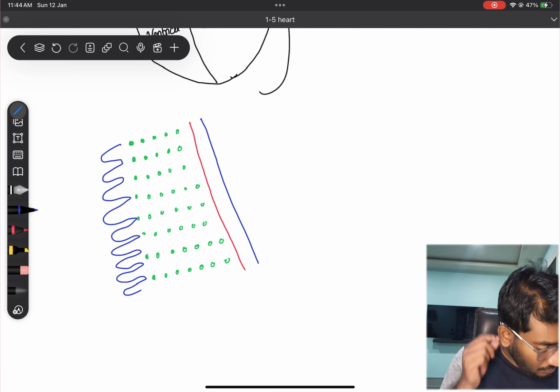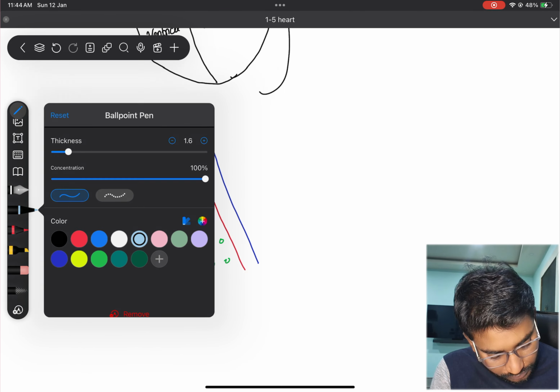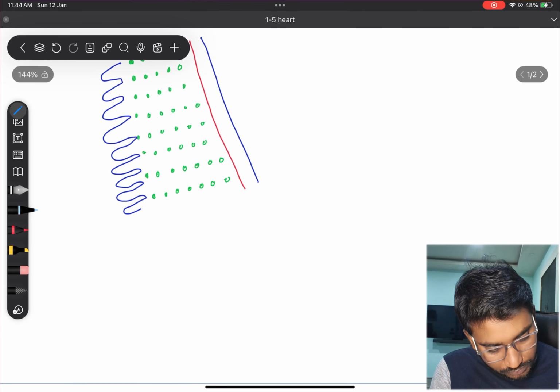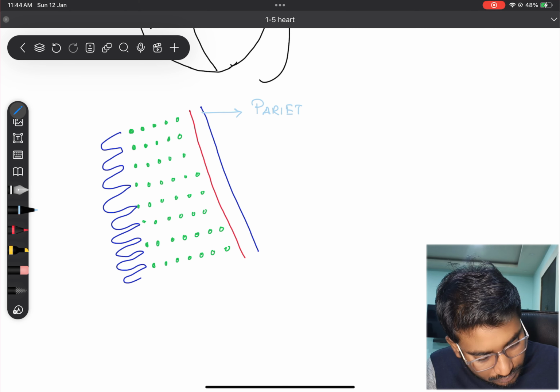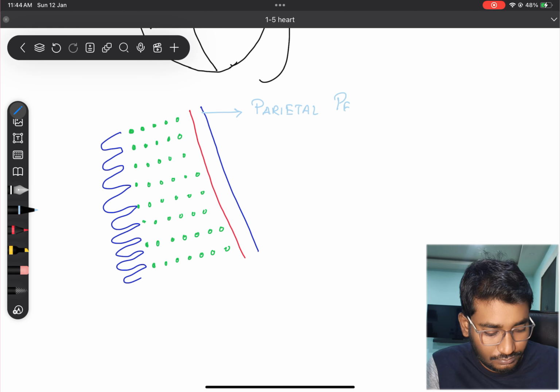Now, what is this blue? This is called the parietal pericardium. The covering of the heart is called the pericardium. This is the outer covering.